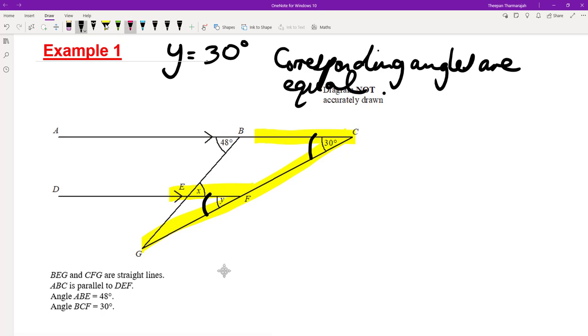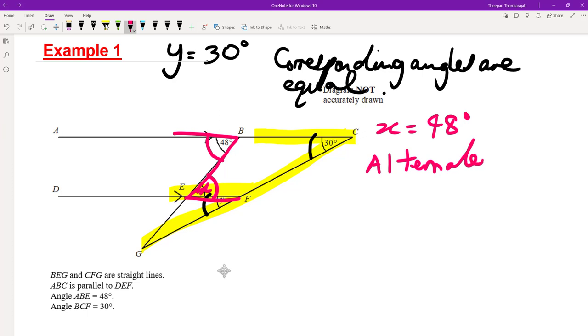And the second type of angle that you need to know is known as an alternate angle. It has a Z-type shape. So this angle 48 is exactly the same as angle X. So we can say X equals 48 degrees, and the reason is that alternate angles are equal. Alternate angles are equal. And they are our reasons.